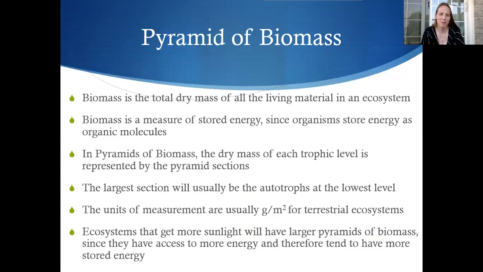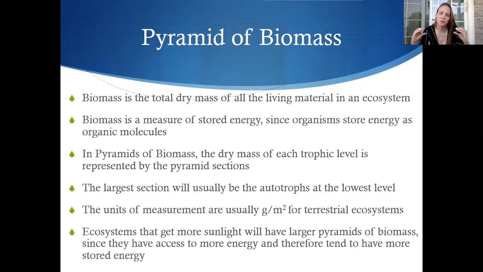A pyramid of biomass essentially represents the amount of dry mass of living things in an ecosystem. That's what biomass is. It's how much all the living things in an ecosystem weigh. The biomass is essentially a measure of stored energy, because energy is stored as organic molecules. So the more stored energy you have, the more mass you would have. Once again, we are representing each trophic level as a section of the pyramid. In this case, instead of that section representing the amount of energy, it's representing the amount of biomass, but it's going to work the same way.